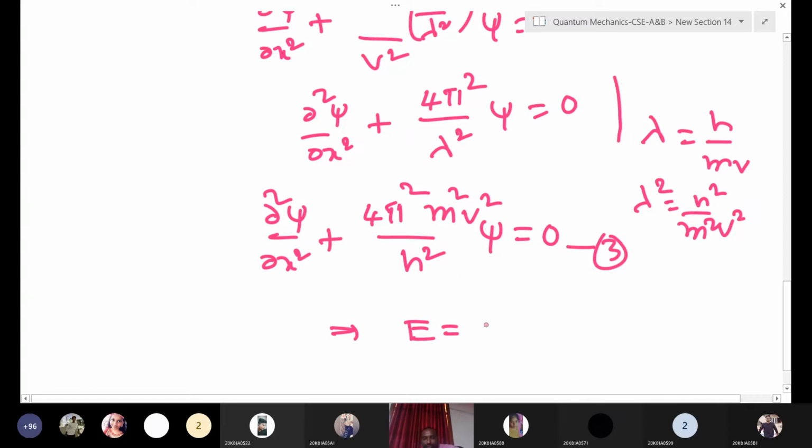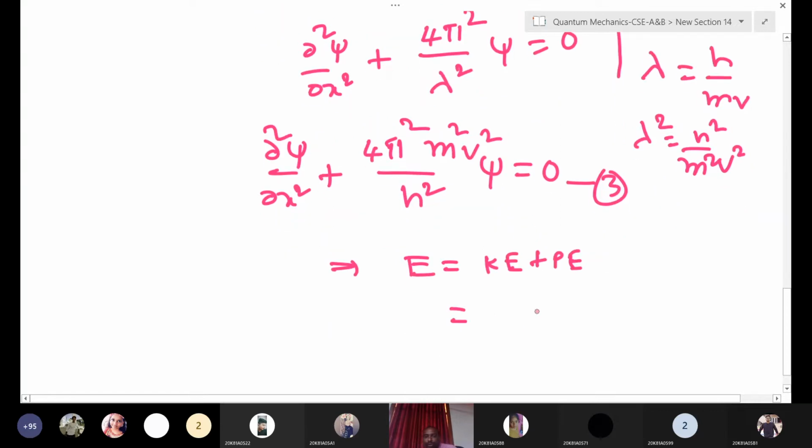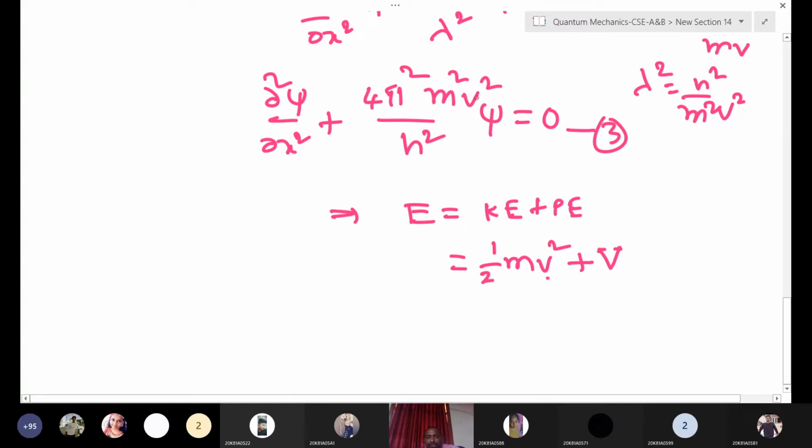Here, see, E is equal to kinetic energy plus potential energy. Now we know if a particle is moving, the kinetic energy is half mv square. Our microparticle is moving with velocity v and has mass m. Potential energy we don't know, so let's keep it as it is. Don't confuse this: write small v here, and capital V for potential energy. Then there is no confusion.